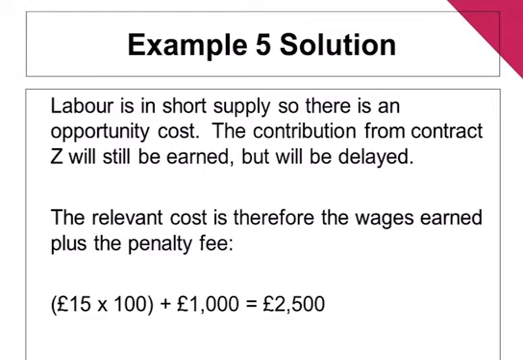Okay, so the problem again is that you've got an opportunity cost. Here we only have to worry about the wages earned and a penalty fee. So what we're looking at is the £15 per hour that we pay people times 100 hours, plus the £1,000 penalty, which will give us 2,500, and that's only because we can delay it so we don't lose the contribution.